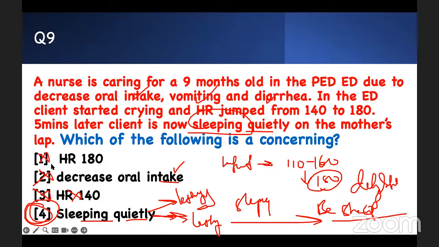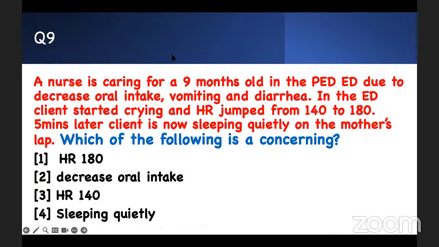So 1 is wrong, 2 is wrong, 3 is wrong. The right answer is number 4. A 9-month-old should not be sleeping quietly after vomiting, having diarrhea, couldn't take anything. His heart rate went up. All of a sudden, he's sleeping quietly. He is in shock. That's why he's lethargic. So, number 4 is your right answer.